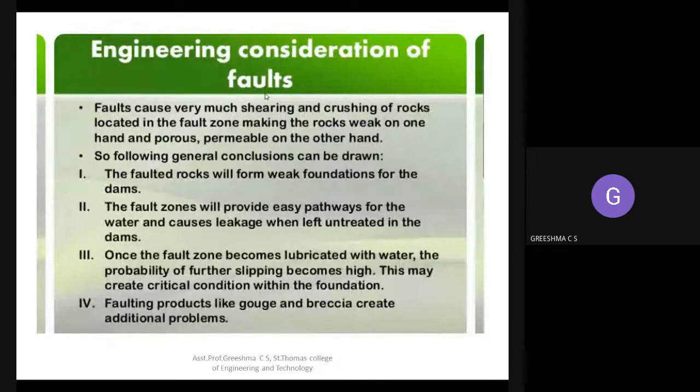So in the engineering aspect, we need to see the importance. First one is that faulted rocks will form a weak foundation for dams. So wherever the rock is faulted, such a site cannot be chosen for a dam. Why? Because dams need a very good strong foundation. Dams are meant to carry the hydraulic force, tons and tons of water stored in dams. So it is meant to carry a huge amount of hydraulic force, so the foundation has to be very strong.